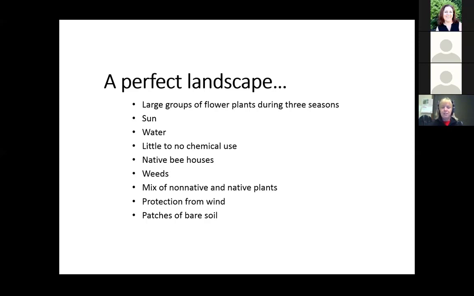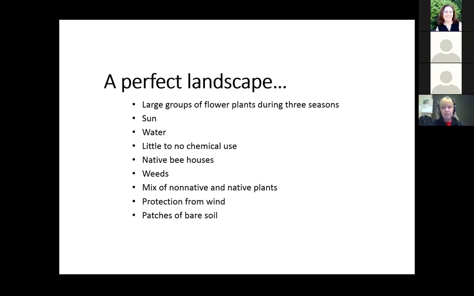First of all, they need food, and so they need the large groups of flowers or plants that flower during 3 seasons. And it's really easy to have things that bloom in June, but you have to make a more concerted effort to have things that are blooming now, April, and then again in the fall, September, October. And that's really when pollinators are building up their populations in the spring, maintaining more so in the summertime, and then getting ready for winter in the fall.